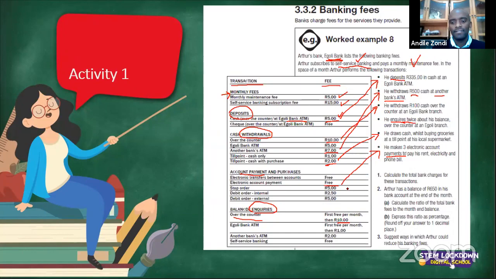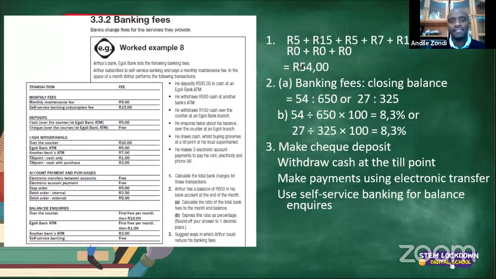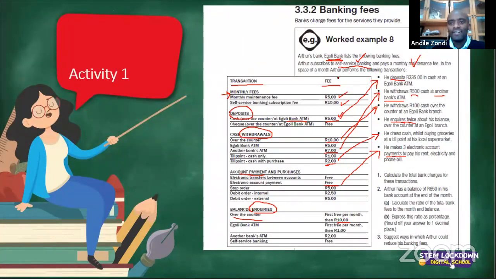There it is. 5 for the first, 15 rand, 5 plus 7 plus 10 plus 0 plus 0 plus 3 zeros for these 3 free payment transactions. So all in all, your answer should have been 54 rand. Learners, as I go through these examples, please also work with me.